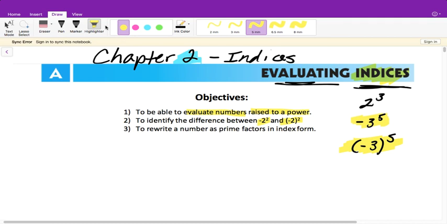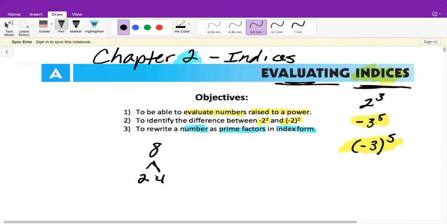And then the last thing, and we're going to cover this last, is we need to be able to rewrite a number as prime factors in index form. So let's just go through this real quick. A number in prime factors. Well, when we talk about factors, we're talking about what numbers we can multiply to equal this. So, for instance, if we write 8, our factors are 2 and 4.